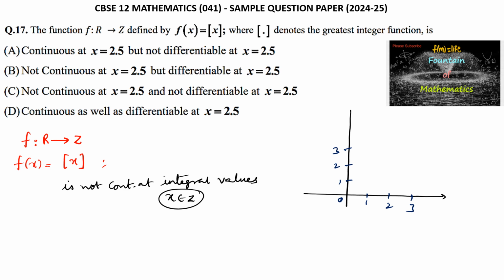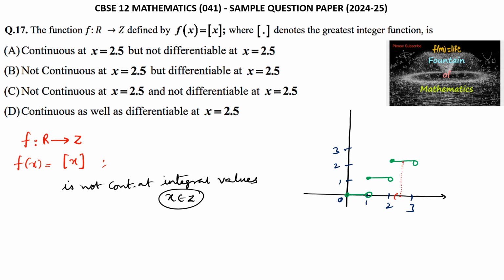From 0 to 1, the step function is 0. And from 1 to 2, we can say it is 1. And from 2 to 3, it is 2. Clearly at 2.5, you can see that the value is 2.